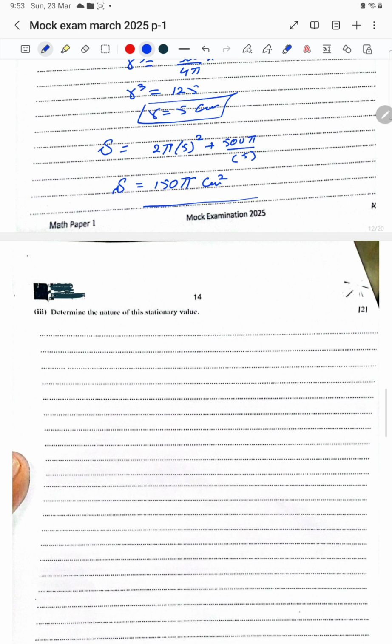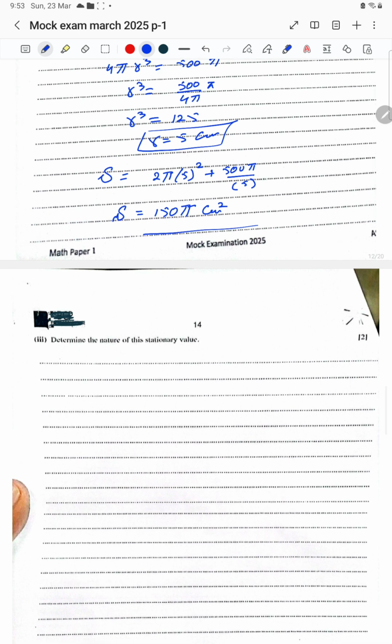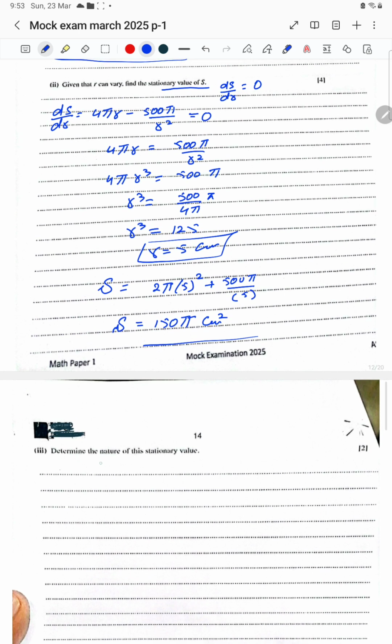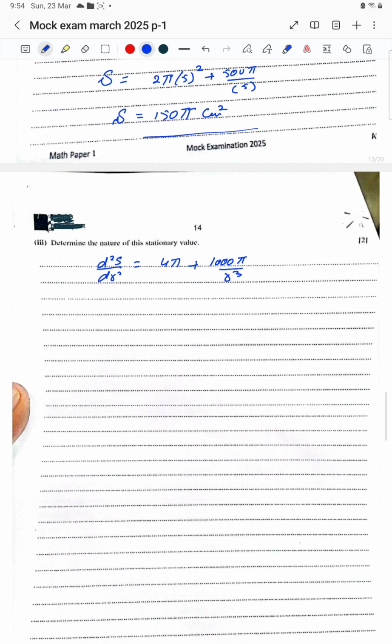Determine the nature of the stationary point. For the nature of the stationary point, you need to differentiate again. So d²s/dr² will be 4π + 1000π/r³, right? You know how to differentiate. If you are weak in differentiation, you can check my video on differentiation. Specifically, there are 2-3 videos on the basic concept, you can revise it.